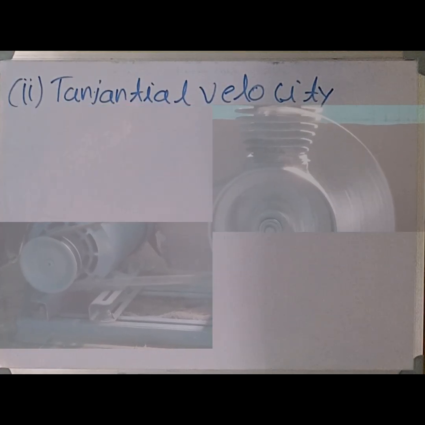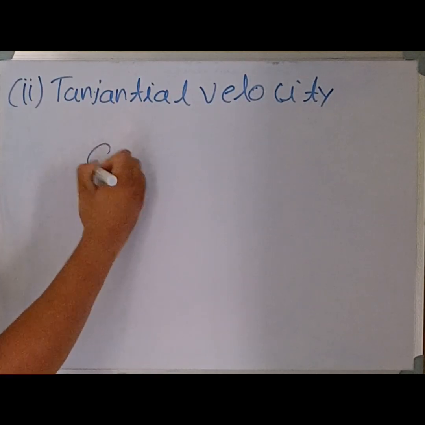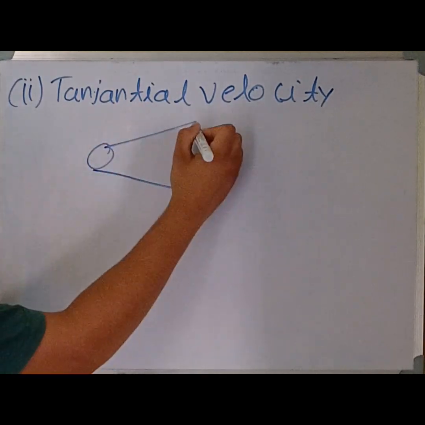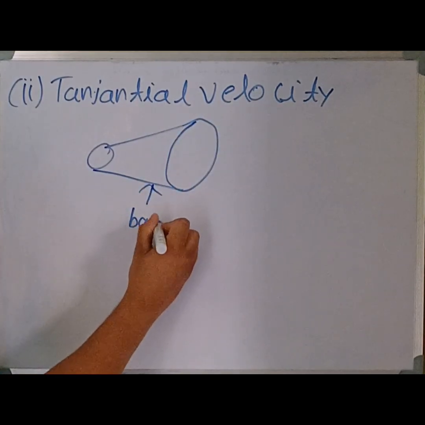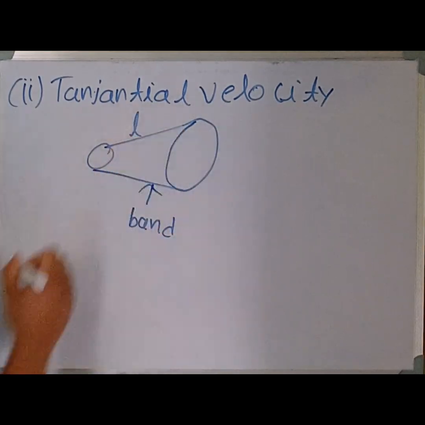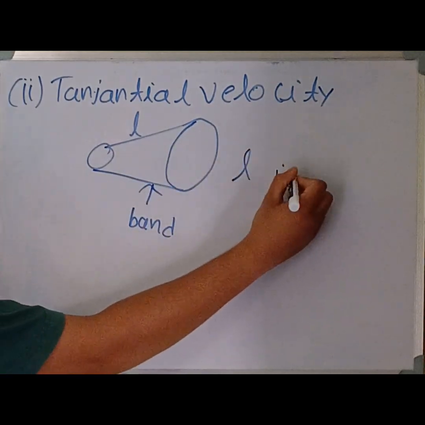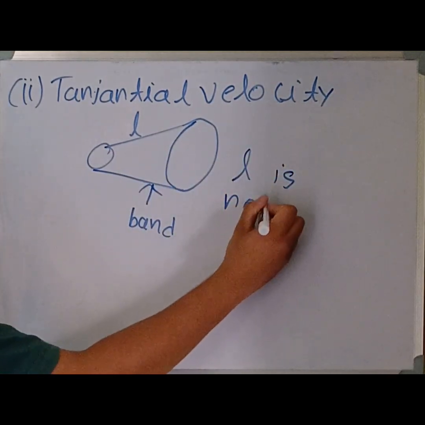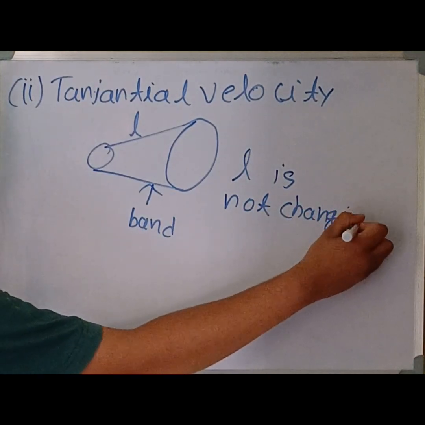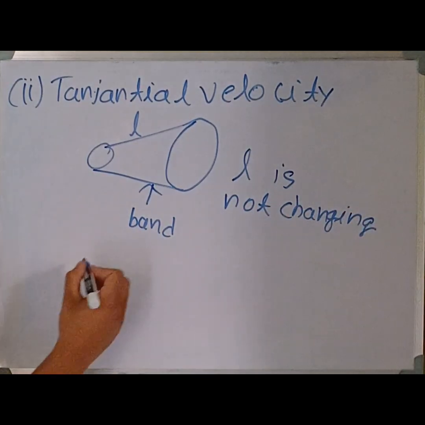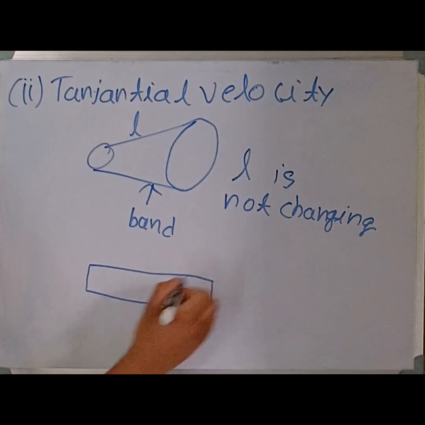Now tell me one thing: the length of the band or the chain, for which the motor wheel is able to rotate the driving wheel, is its length changing? Of course, it's common sense, and you can also observe very clearly that the length isn't changing here. Now tell me one thing. Suppose I consider a body like this.